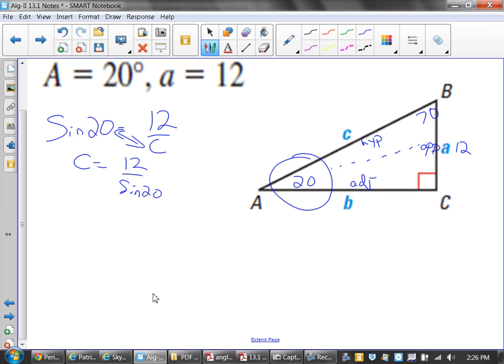In this case, when you take 12 divided by the sine of 20, what do you get for C? 35.085. Now, what trig function is going to allow me, using my opposite, to get the adjacent? Opposite over adjacent. Tangent, very good. The tangent of 20 is 12 over b. Again, whenever your variable's in the denominator, you can just switch them out with the trig function. It's a nice shortcut.